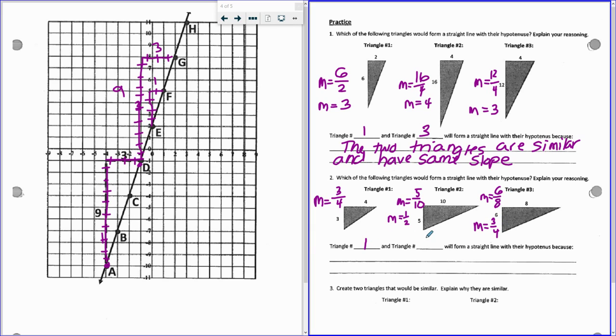Again, triangle 1 and triangle 3 will form a straight line because the two triangles are similar. They have the same ratio of their sides and have the same slope. So when two triangles have the same slope, if we were to line up this hypotenuse with this hypotenuse, those two segments would form a straight line, not a bent line.